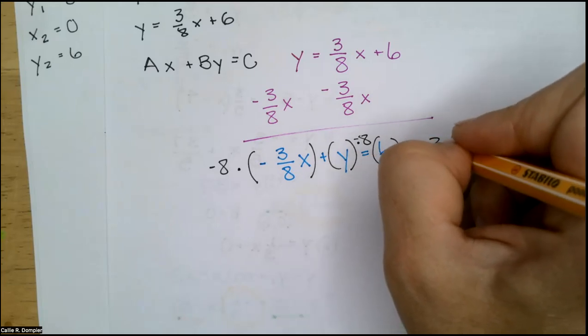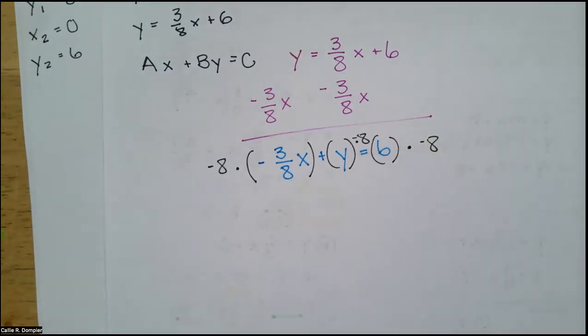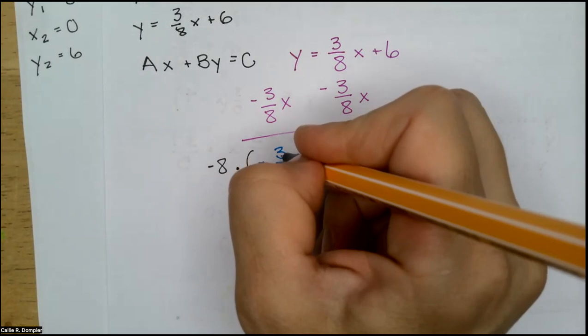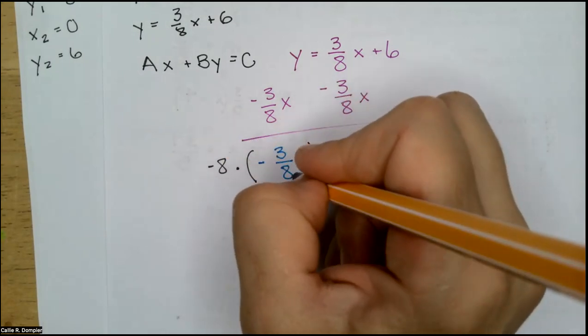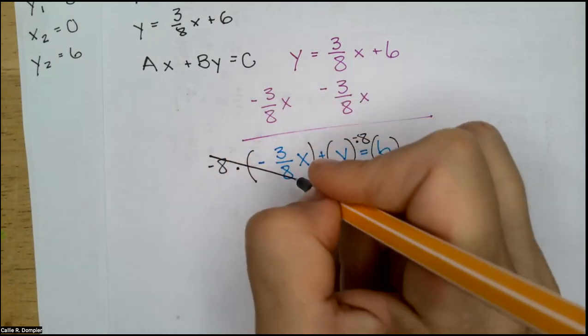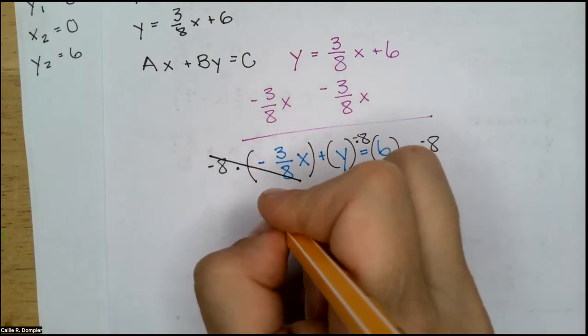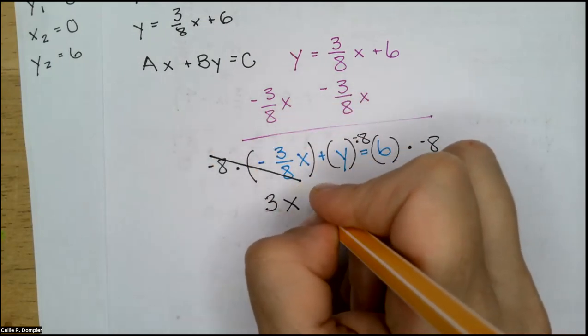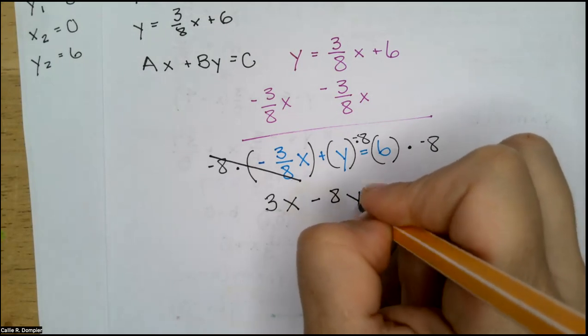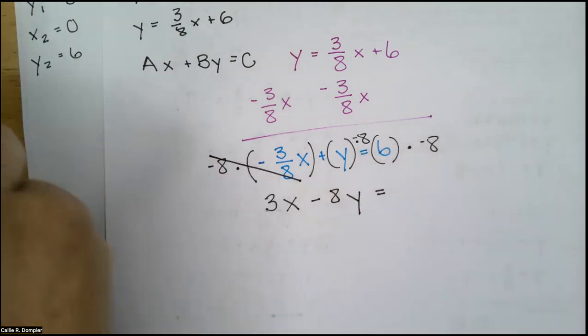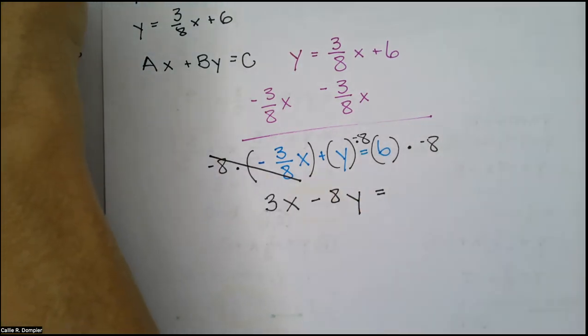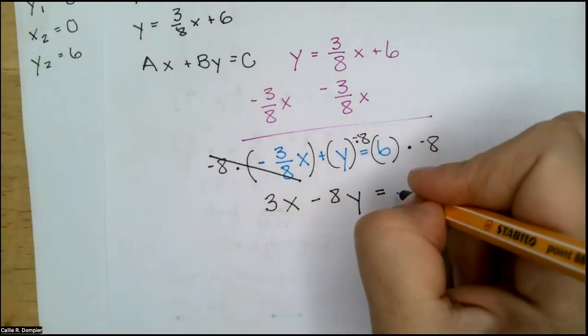Whatever you multiply it by, you need to multiply all 3 parts by. Okay? Negative 3 times negative 8 divided by 8. Those 8's cancel and the negatives cancel, and I get positive 3x minus 8y equals, what's 8 times 6? 42? 48.